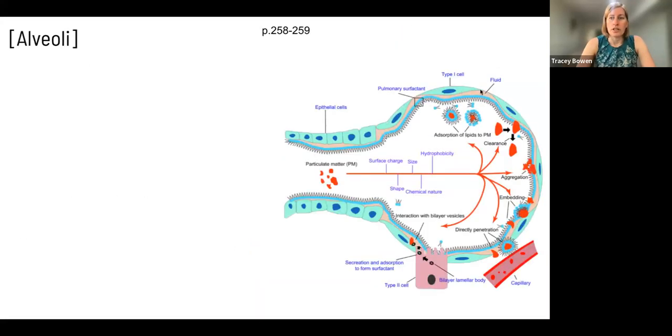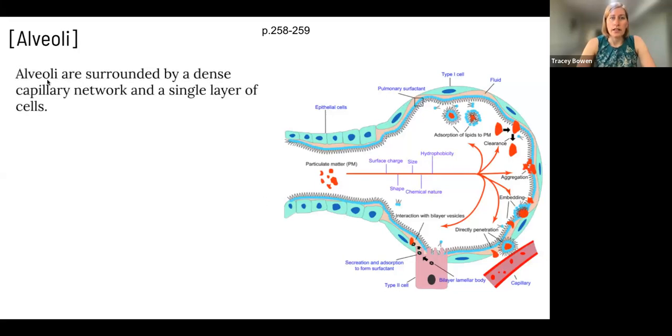So we talked about the little air sacs inside our lungs. These are called alveoli, and they're surrounded by a dense capillary network and a single layer of cells. So we have these epithelial cells going around. It's 1 cell thick, and that's the diffusion process pathway. And then around here, there are many capillaries.